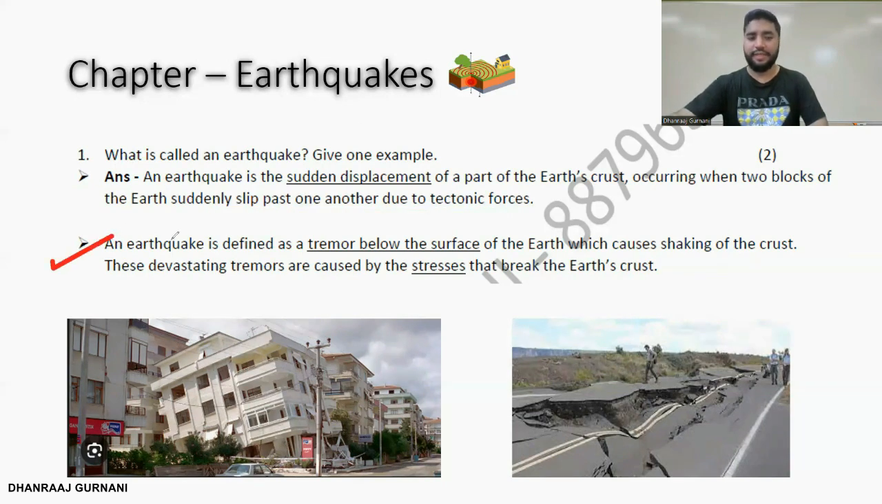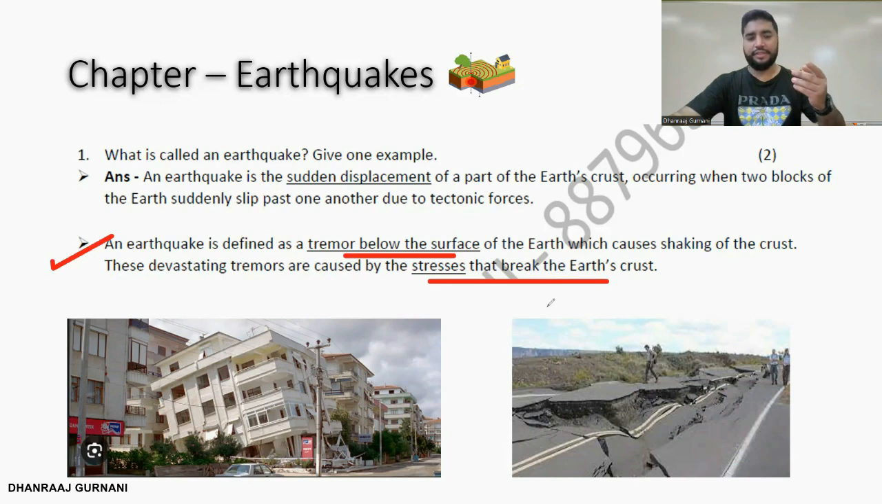Moving to the second meaning, an earthquake is defined as a tremor below the surface of the Earth. So it is a tremor, it is the shaking of the Earth which occurs below the surface of the Earth, which causes the shaking of the crust. These devastating tremors are caused by stresses that break the Earth's crust.